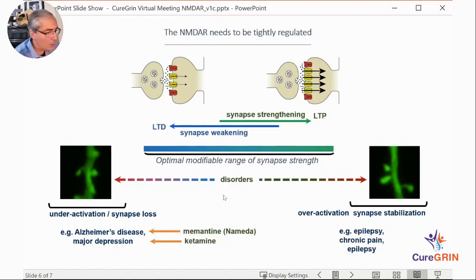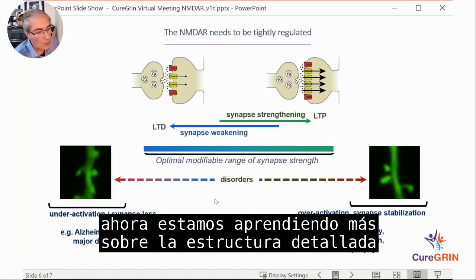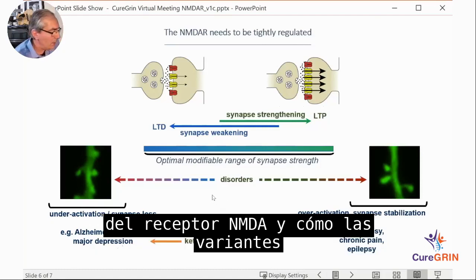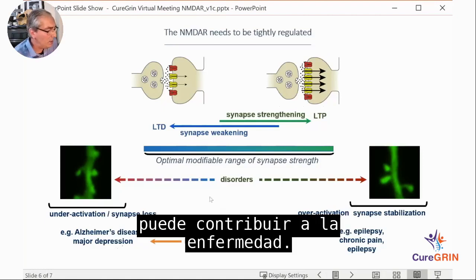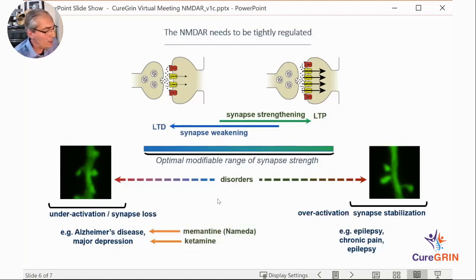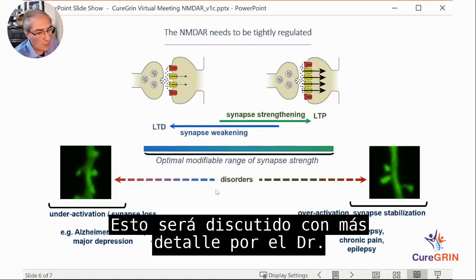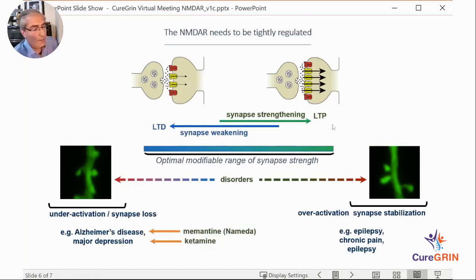And now we're learning more about the detailed structure of the NMDA receptor and how variants can contribute to disease. This will be discussed in more detail by Dr. Furukawa. Thank you.